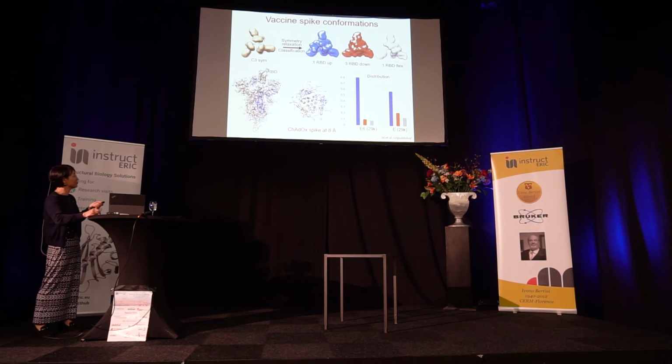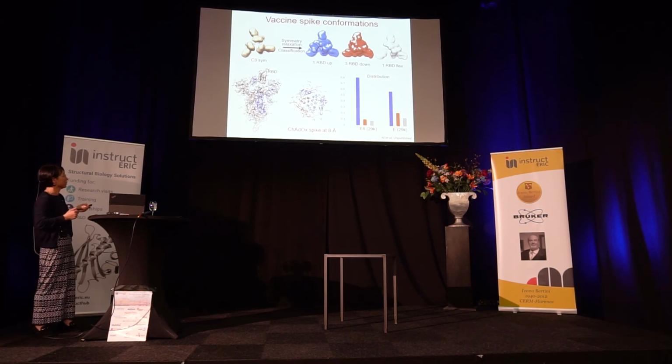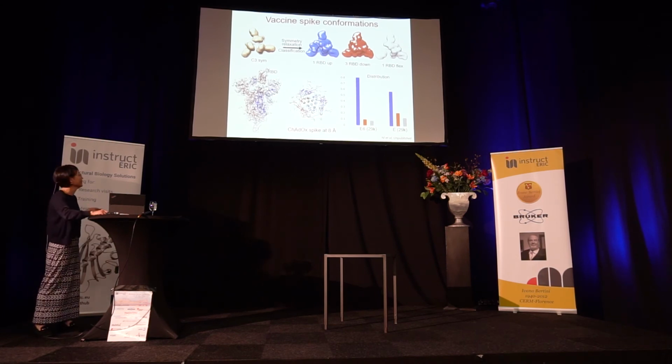We take this major population, with one RBD up, and further determine the structure to eight angstrom resolution. You can see those individual alpha helices really well. And this is the RBD domain that's just sticking up, ready for binding antibody.